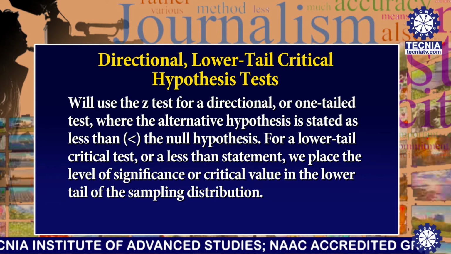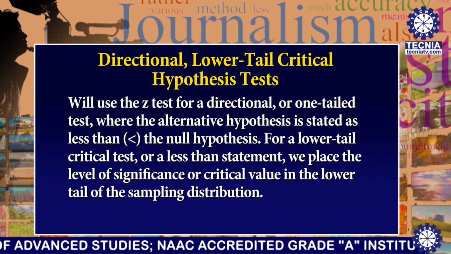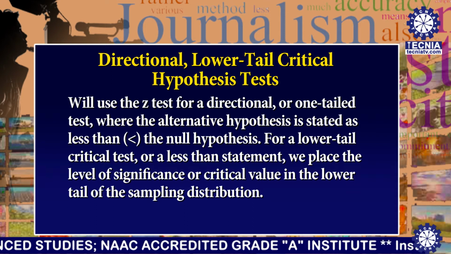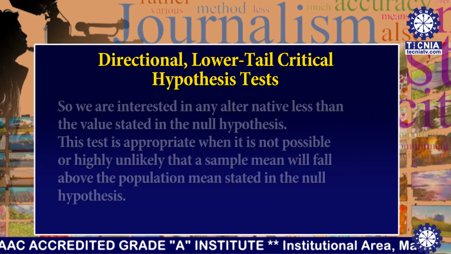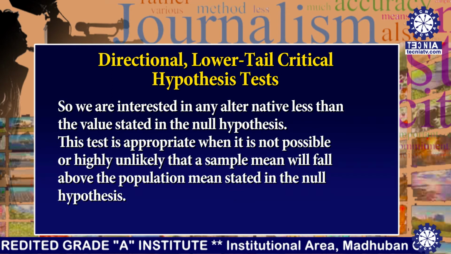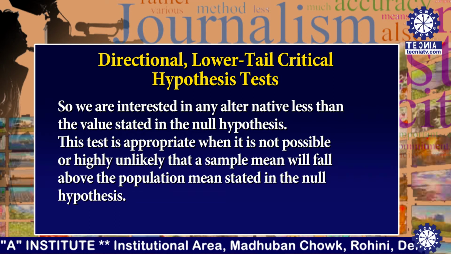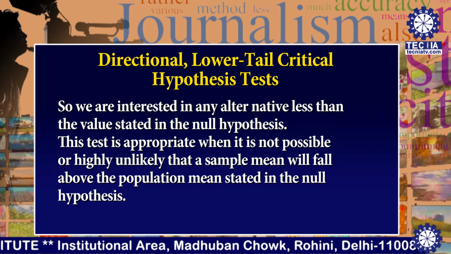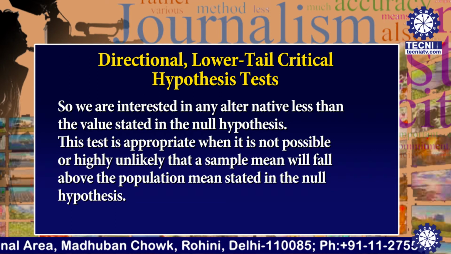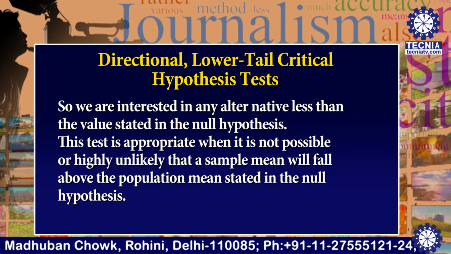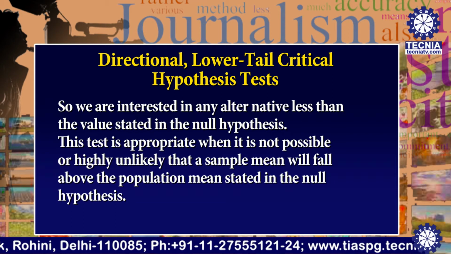For a lower tail critical test or less than statement, we place the level of significance or critical value in the lower tail of the sampling distribution. So, we are interested in any alternative less than the value stated in the null hypothesis. This test is appropriate when it is not possible or highly unlikely that a sample mean will fall above the population mean stated in the null hypothesis.